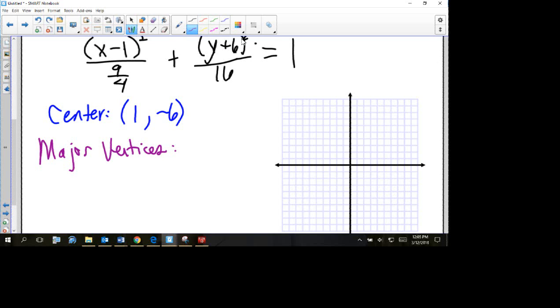So you do have to square root it, plus or minus 4, and that is going to be added to and subtracted from the y value. So we will have (1, -10) and (1, -2).